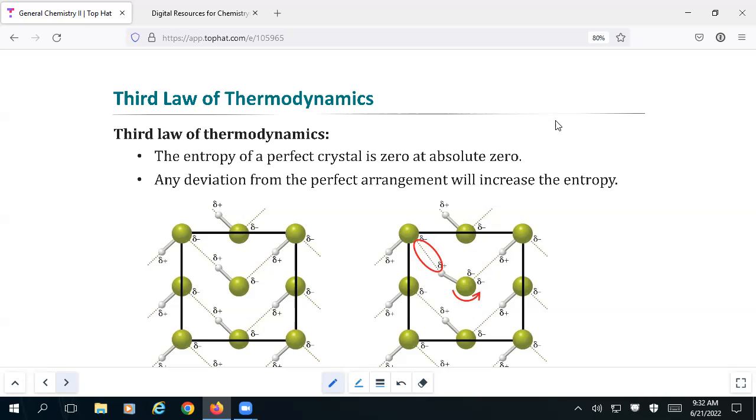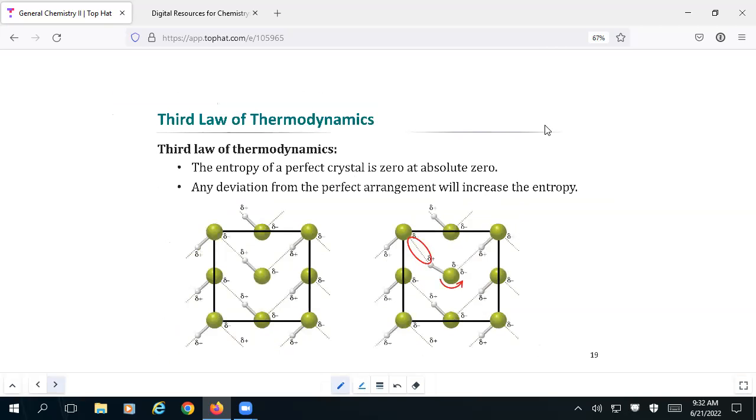Well, that's where this comes in. The third law of thermodynamics says that if we have a perfect crystal at absolute zero, its entropy would be zero. Now, the trick is to get a perfect crystal and to get absolute zero. Both are kind of difficult.